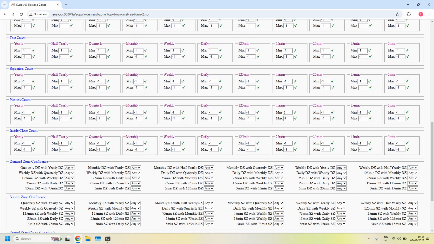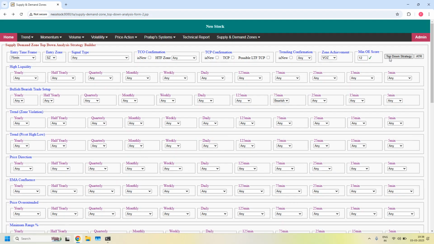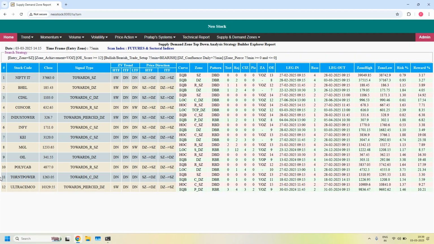That is 75 minutes with the daily supply zone confluence. With this filter, we got 12 stocks. Out of 25, only these 12 stocks have 75 minute supply zones overlapped with the daily supply zone. 75 overlapped with daily.